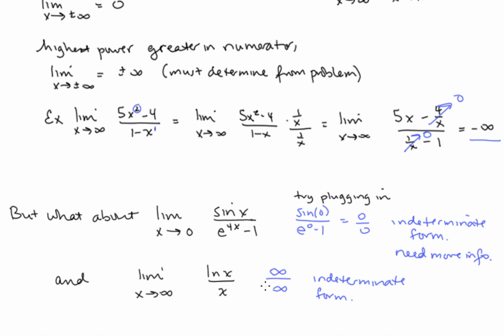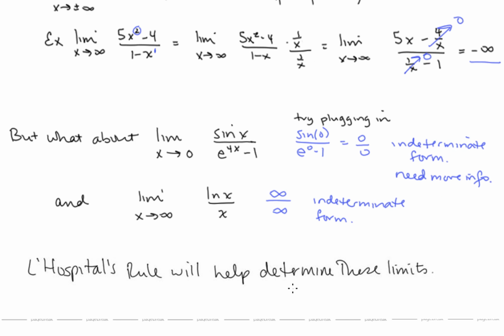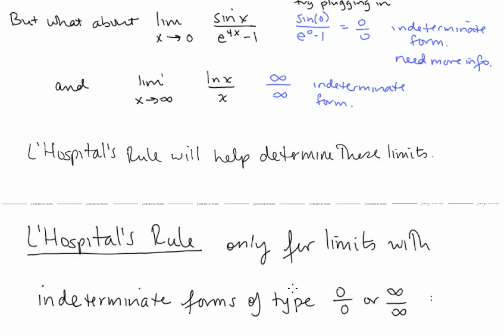Or if the rates at which they go to infinity are in proportion, this could turn out to be a constant value. So we need more information about this as well. And we can't use either of the tools we saw above. So L'Hopital's rule is going to help us with these limits.